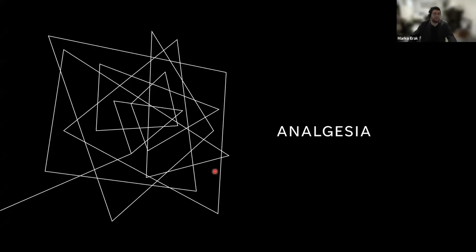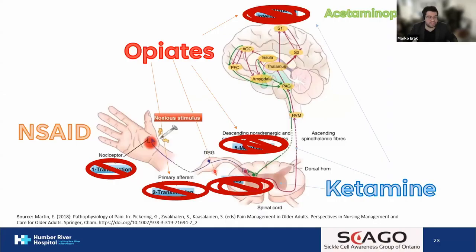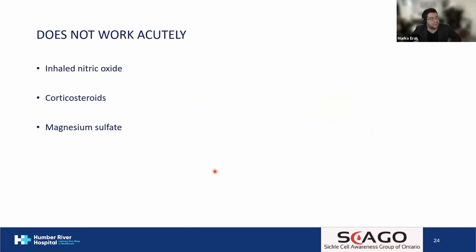So how do we treat the pain? I'm going to go through this quickly, but I presented you this. There are different medications we can use, and I'll just introduce them to you and talk about some side effects. A few things like inhaled nitric oxide, corticosteroids, and magnesium sulfate have been studied. They don't really have a role or really work in the acute pain crises.